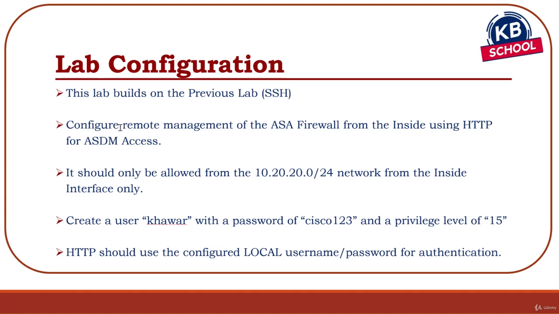This lab builds on the SSH lab: configure remote management of the ASA firewall from the inside using HTTP for ASDM access. It should only be allowed for the 10.20.20.0 network from the inside interface. We've done that. Create a user called Kowar with a password Cisco123 and a privilege level of 15. HTTP should use the configured local username password for authentication.